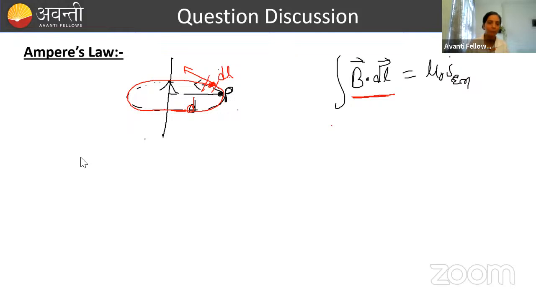समझ पा रहे हो या नहीं? That's important. Are you able to understand? मैं directly question put कर सकती थी, but I'm explaining so that you can solve question more conceptually or by understanding it. What will be the angle between B and dl in this amperian loop? Let me know in the chat section.